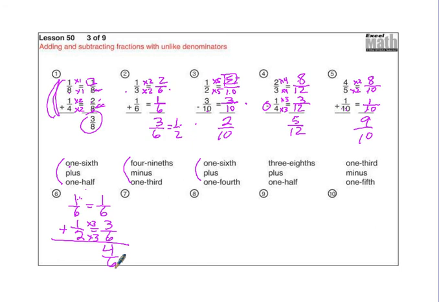All right, pause the video, do number 7 on your own, just number 7. Turn it back on when you're ready to see the solution to number 7. Here we go.